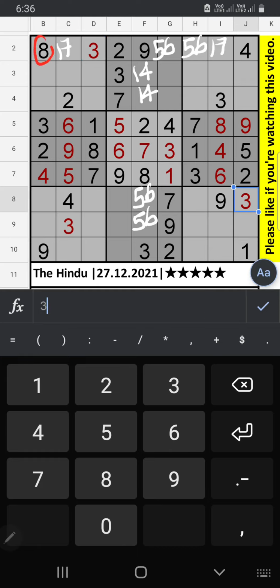In column B we have 8, column D also we have 8, then can't come in these cells. Then 8 will be here. In the 10th row we have 8 and 1, then can't come in this cell. Then 8 will come in both the cells. Then in column E only one number remaining, 4 will be here.